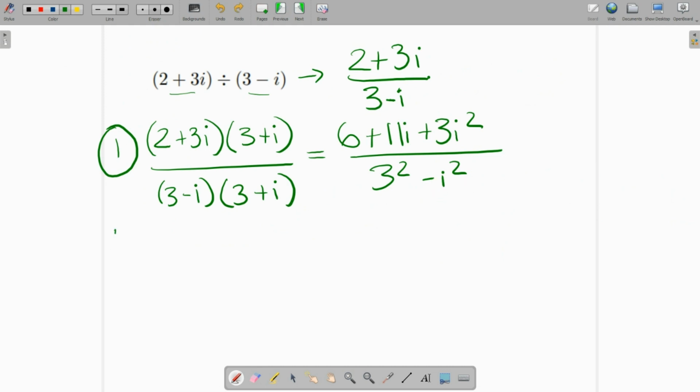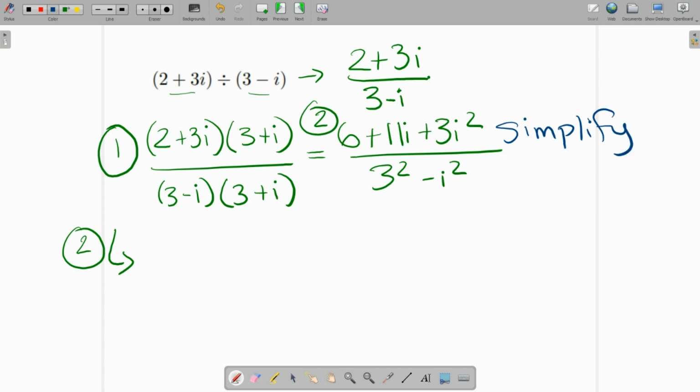So we'll write this as step 2. This is technically step 2, which is simplify. So let me write step 2 as simplify. And then this is not supposed to be step 2, this is actually step 3. And this step 3 is basically to simplify again, to get rid of these i's and just make it more neat.